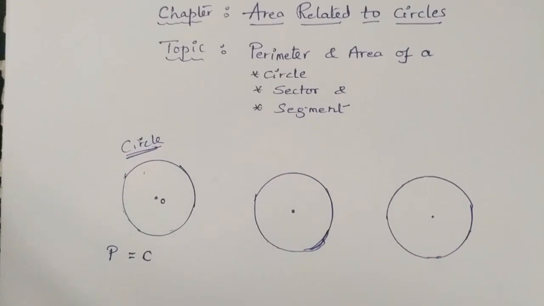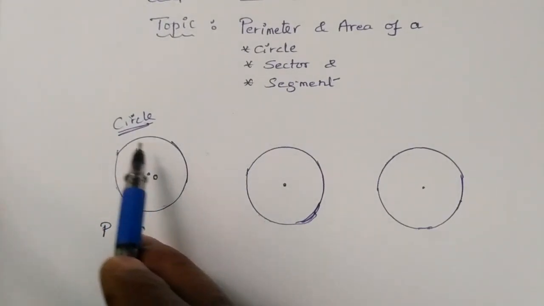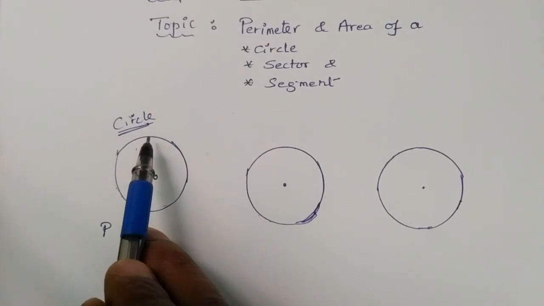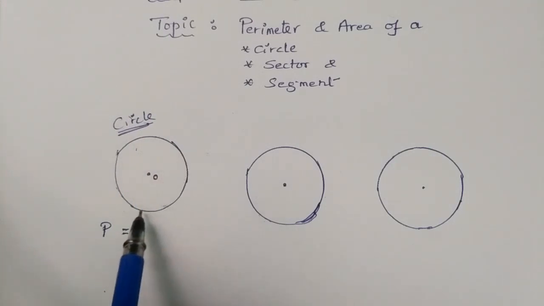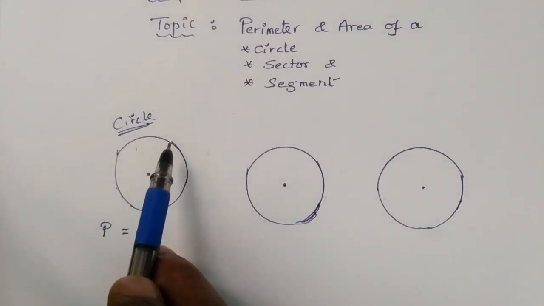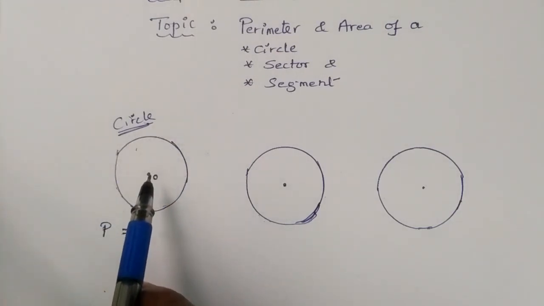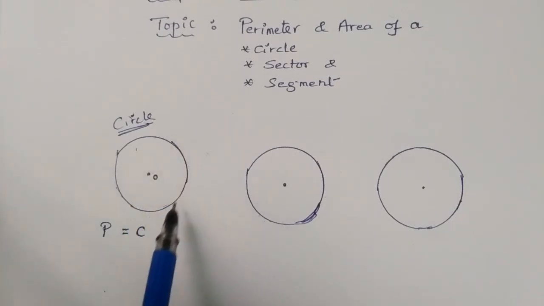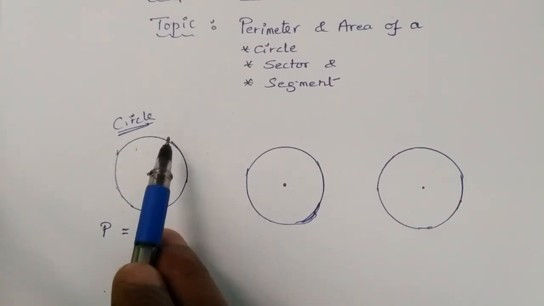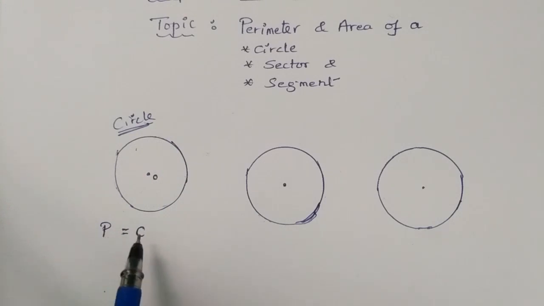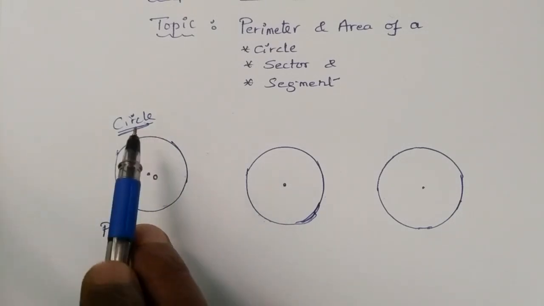We'll take the circle first. Circle definition, already you know that a circle is the line joining of infinite number of points. These infinite number of points are at equal distance from the center, which is a fixed point. This curved line is named circumference, in other words perimeter. So perimeter and circumference are both the same for a circle.